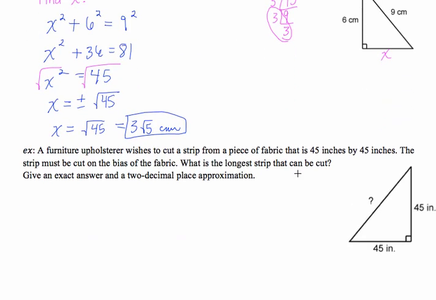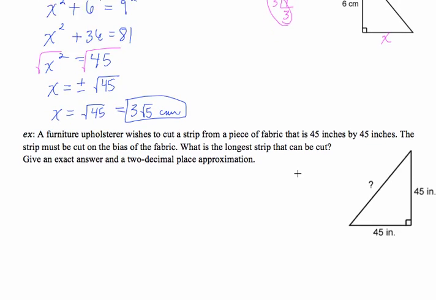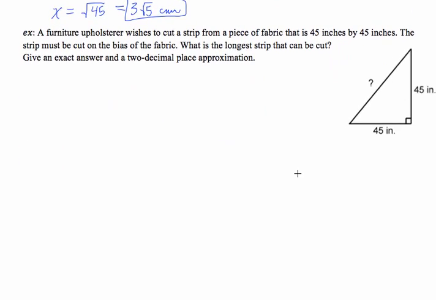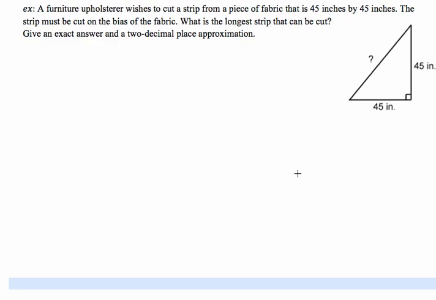A furniture upholsterer wishes to cut a strip from a piece of fabric that is 45 by 45 inches. The strip must be cut on the bias of the fabric, and that just means a 45-degree angle. So what is the longest strip that can be cut? Let's give an exact answer and a 2 decimal place approximation.